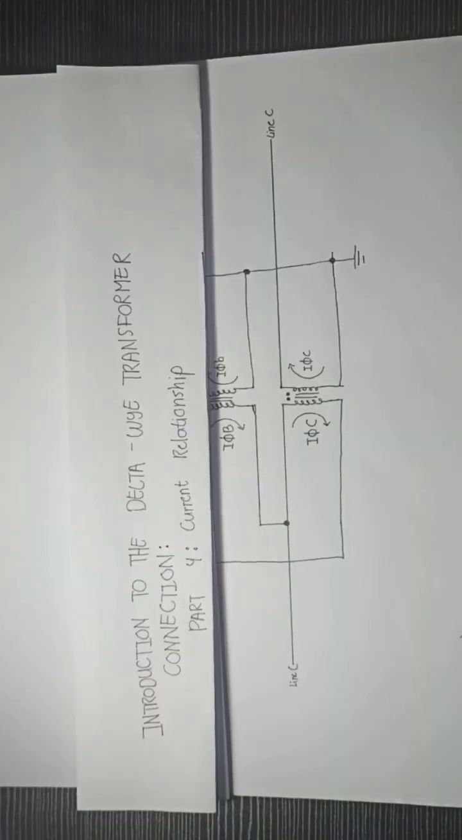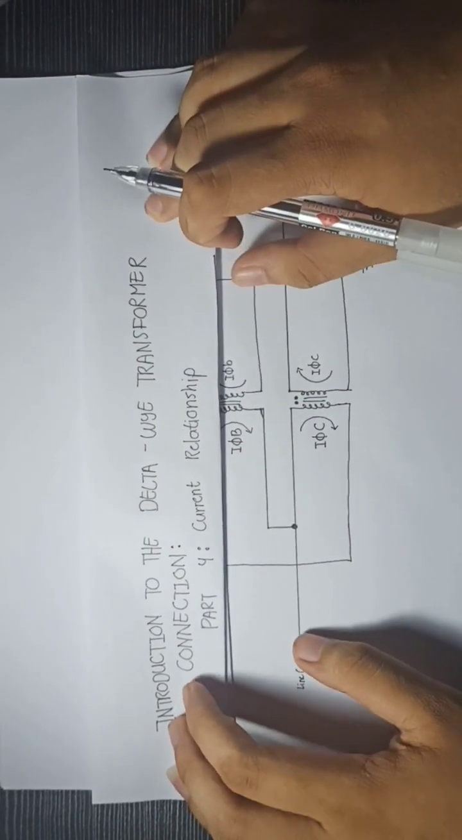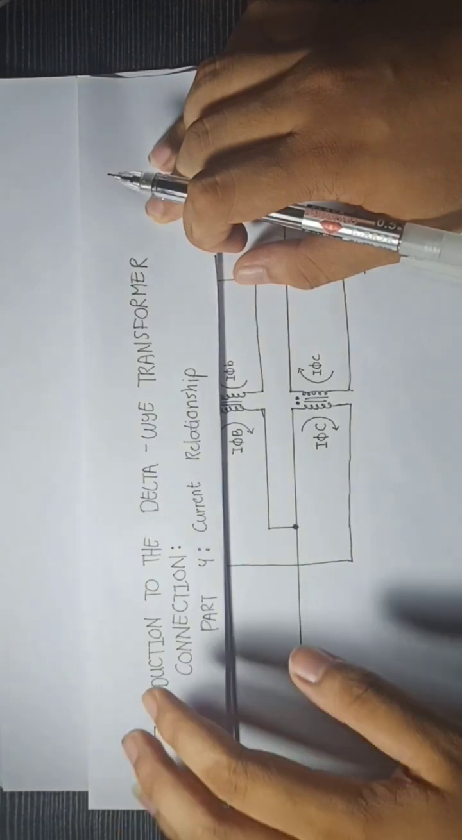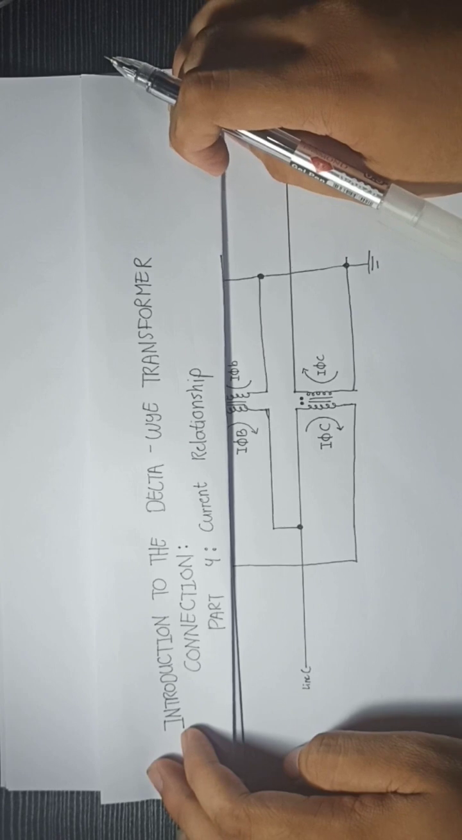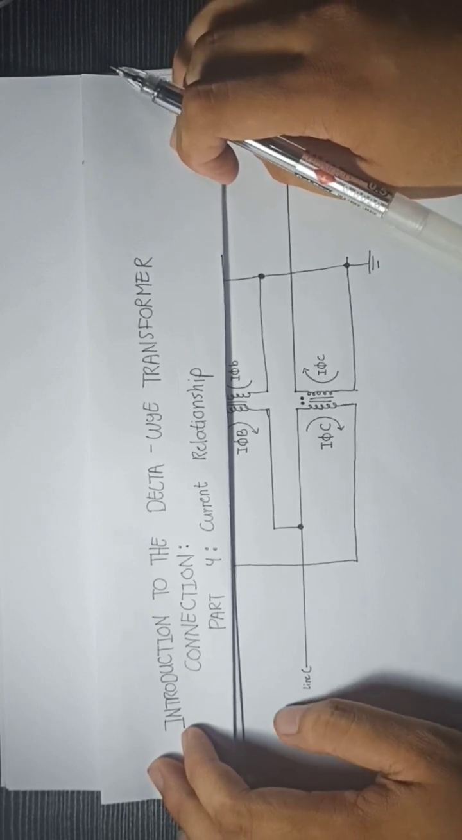Introduction to Delta-Wye transformer connection, Part 4, Current Relationship. In Part 3, we introduced line current for the Delta-Wye transformer connection. In Part 4, we will explore the relationship between line current and phase current for a Delta-Wye connected transformer.